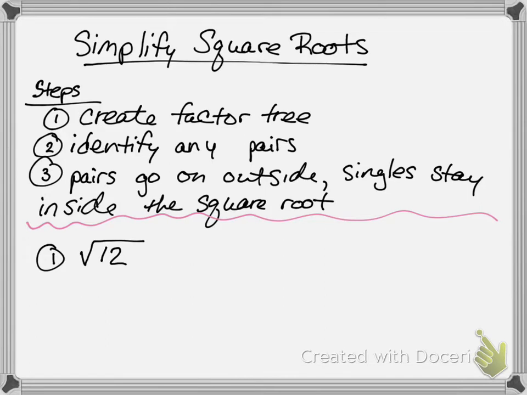So I have 3 steps. Step 1, create the factor tree. Step 2, identify any pairs. Step 3, the pairs go on the outside, the singles stay inside the square root symbol.